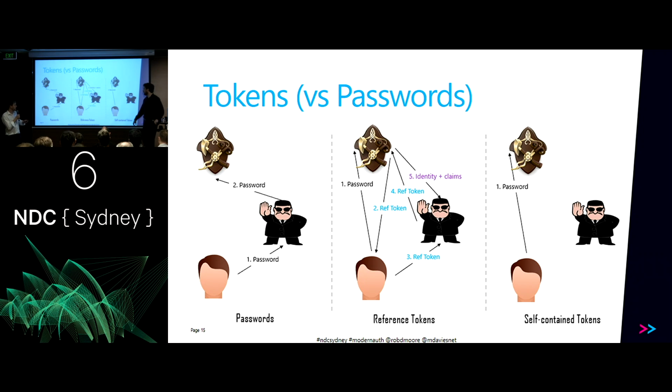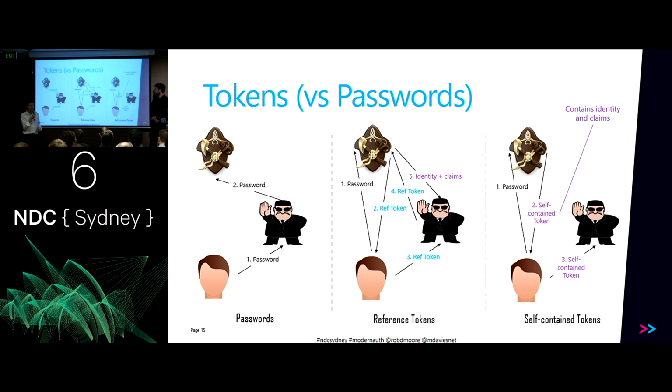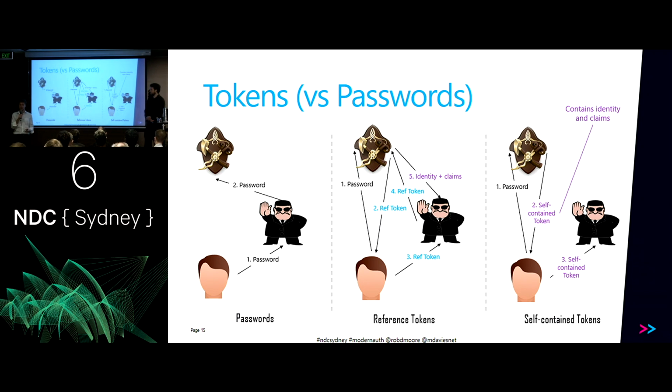Self-contained tokens are a little bit different. Again, the user passes their password or credentials directly to the identity provider, but in return, they get this self-contained token. And that token actually contains the identity and claim information inside of it. So when that token is then passed on to the relying party, the relying party has everything that they need to do authentication and authorization for that user.